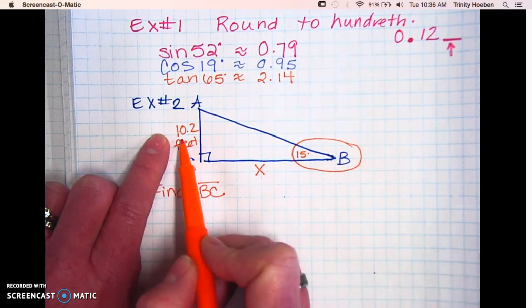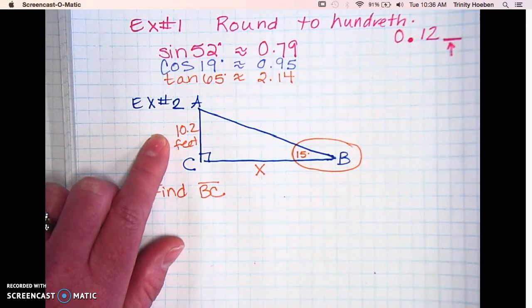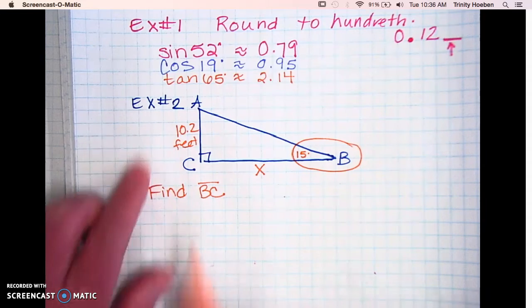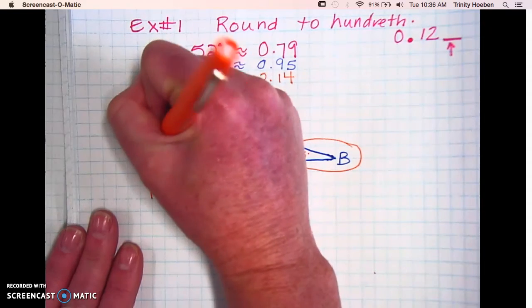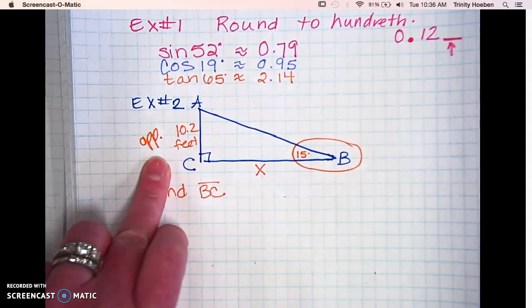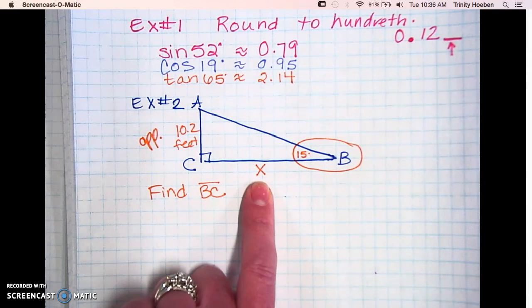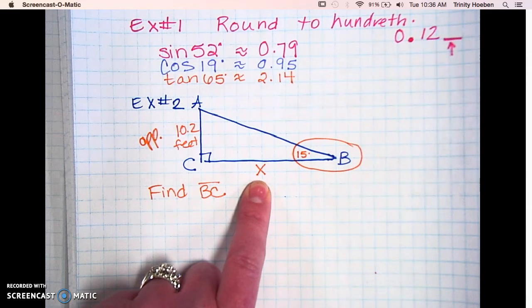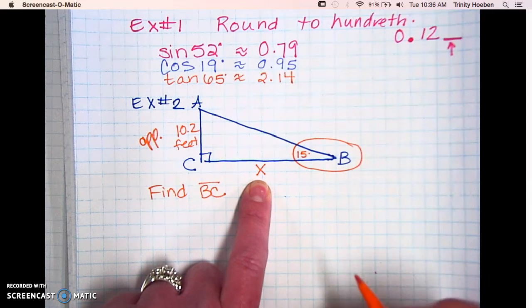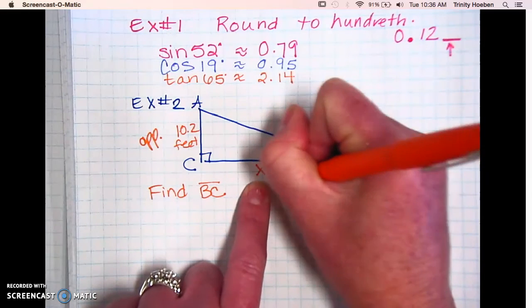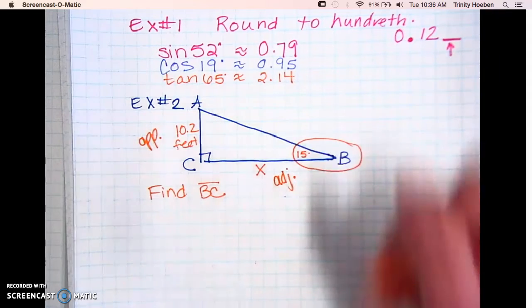So from B over to 10.2, is it opposite, adjacent, or hypotenuse? Opposite. So right over here, I'm going to write OPP, short for opposite. And then the side we want to find, that we labeled with an X, is it opposite, adjacent, or hypotenuse? This one's adjacent, so I'm going to write ADJ for adjacent.